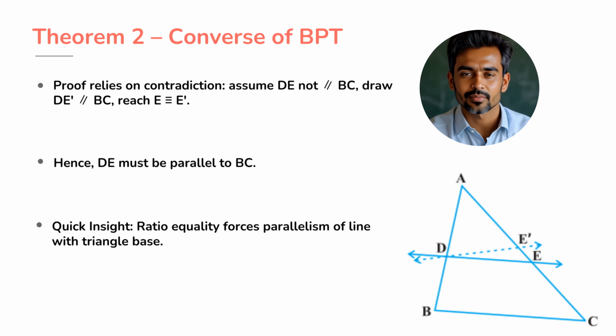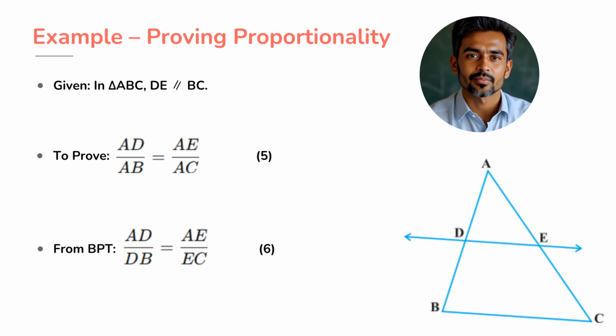Stay tuned. Hello students. Let's work through a classic example where we apply the basic proportionality theorem in action. We are given a triangle ABC with line DE drawn parallel to side BC. Our goal is to prove that side AD divided by side AB equals side AE divided by side AC. Let's call this equation 5.